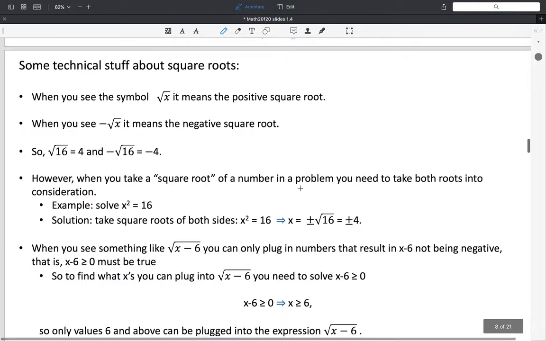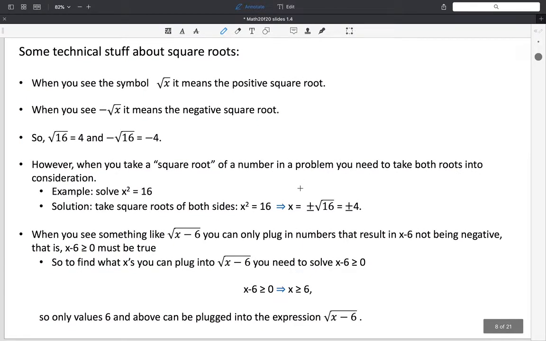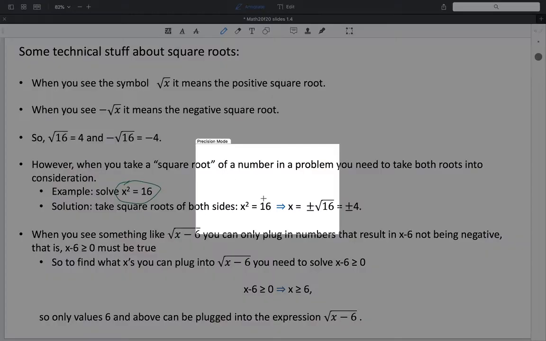Okay, so some technical stuff about square roots. When you see the radical symbol, it means the positive square root. If there's no symbol, and you just see the minus, it means the negative. So whenever you see this, we know we mean positive. So the square root of 16 is 4. Remember, it's really the positive square root of 16, which is 4, and the negative square root of 16 is minus 4. However, when you take a square root in a problem, you need to do both. So we're going to have an example soon where you have to solve that. And to solve that, remember, you have to find all the answers.